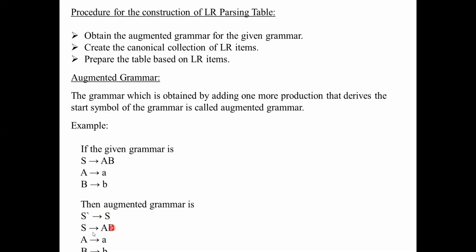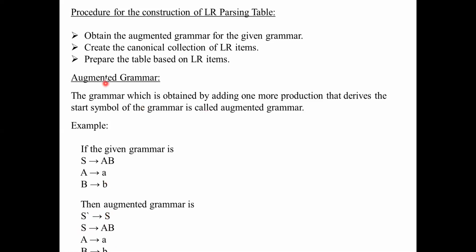And S tends to AB. So what is the meaning of augmented grammar? We introduce a new production, a new symbol called S dash, that derives this S, right? And the remaining productions are the same. So this is a part of augmented grammar.